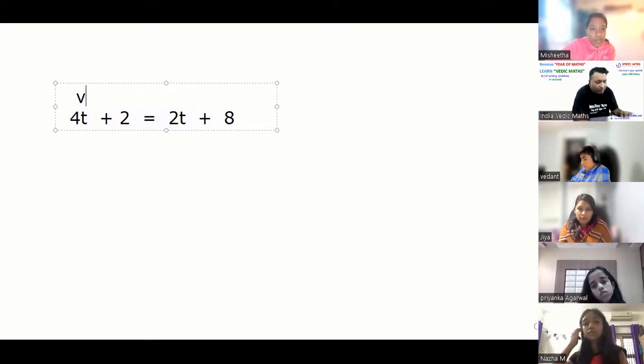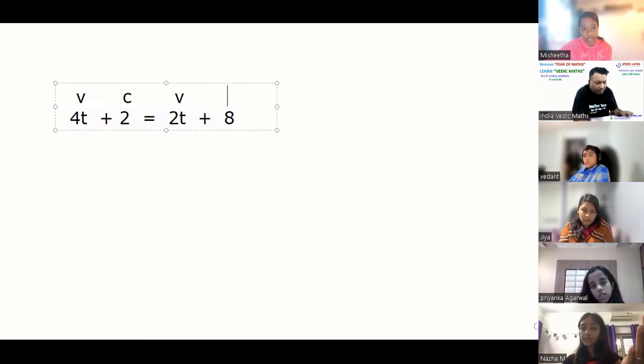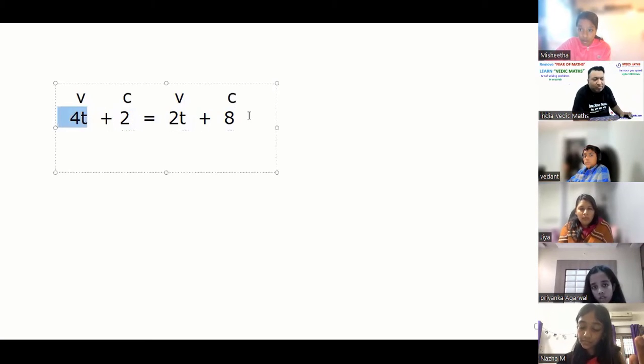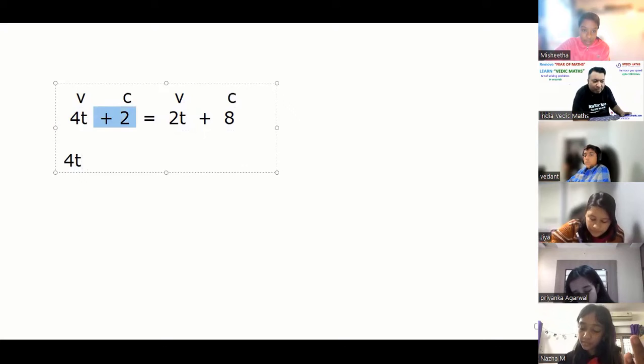4t is a variable. 2 is a constant. Correct. 2t, variable. 8, constant. Perfect. The rule is left side is variables, right side is constant. So now 4t will remain here or will move? It will remain there. Plus 2 will move.